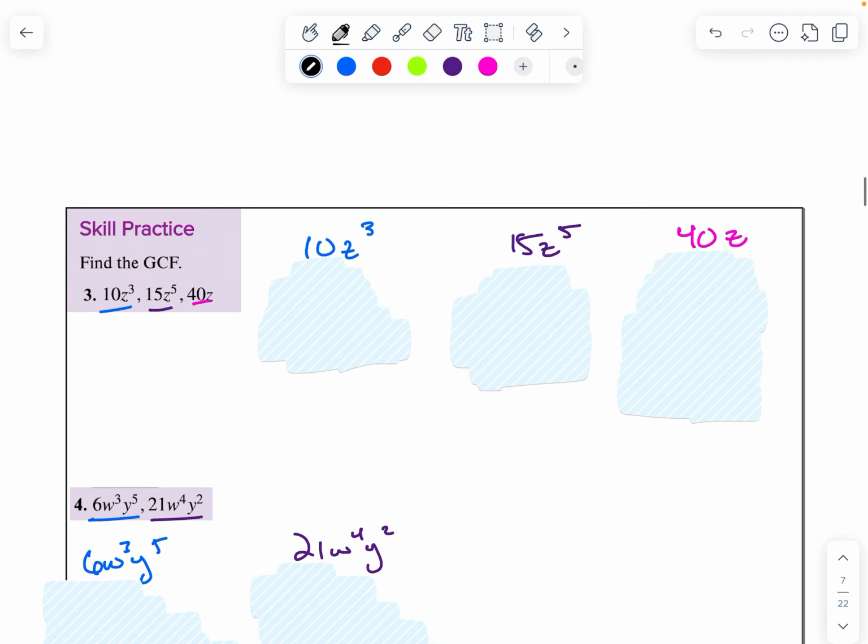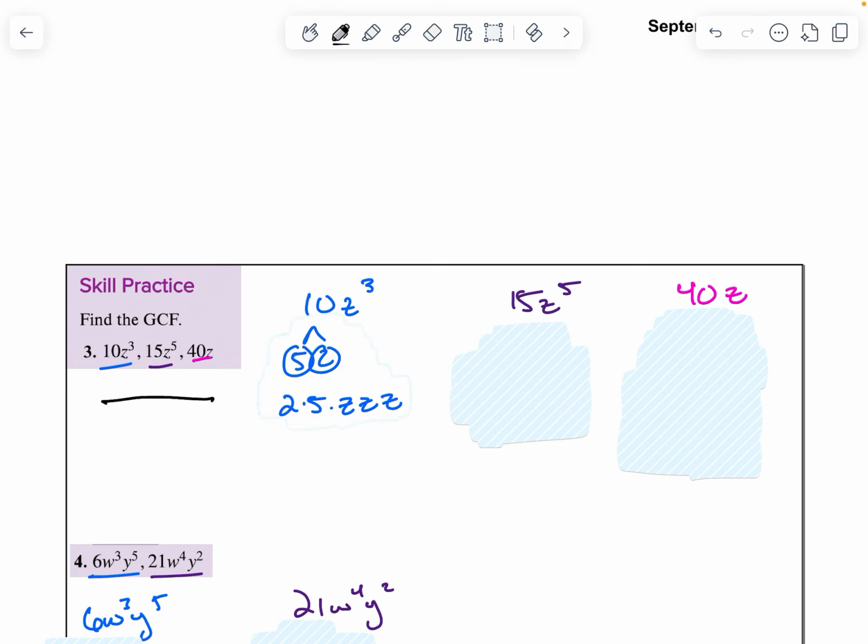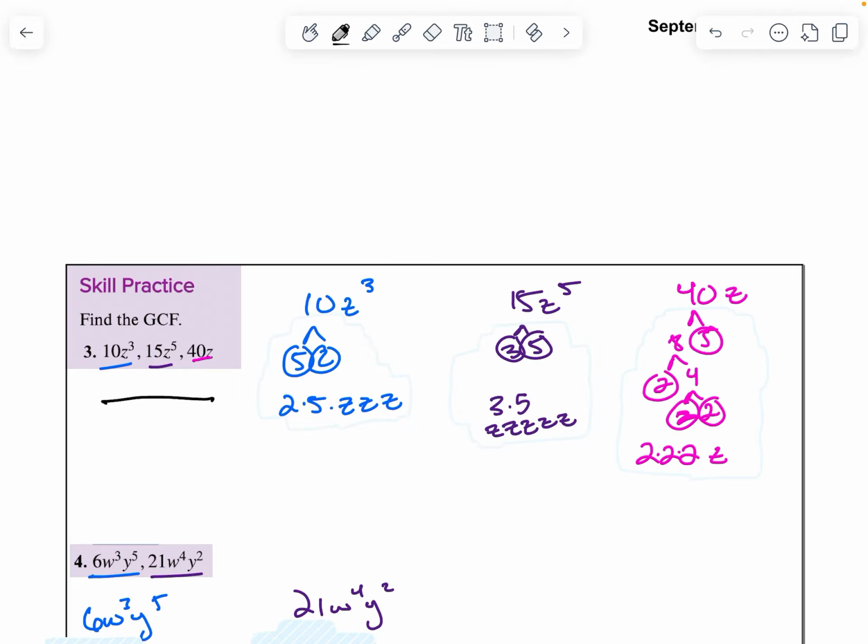Here's another couple of examples for you. Try this first one, number 3. I'm about to show you what I wrote. So for 10z to the third, that breaks into 5, 2, z, z, z. 15z to the fifth breaks into 5, 3, z, z, z, z, z. 40z breaks into 2, 2, 2, a 5, and a z.